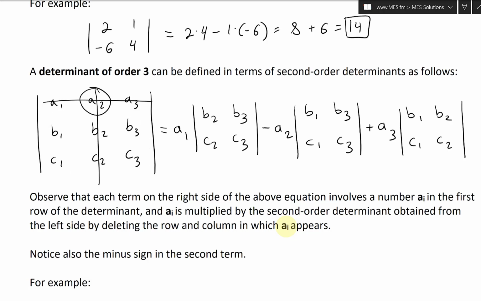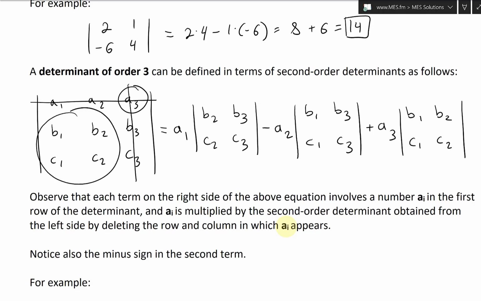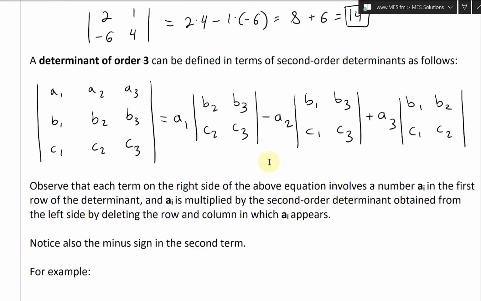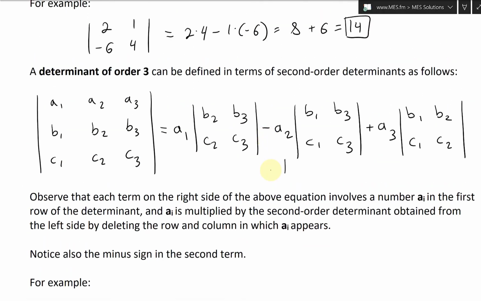All right, and now let's do the next one. The next one is A3, so we do this and then eliminate this and this, so all we're left with is B1, B2, C1, C2, and that's exactly this right there. So that's fascinating stuff. All right, so erase that. And notice also the minus sign in this second term, and again, it's to match up with our cross product.